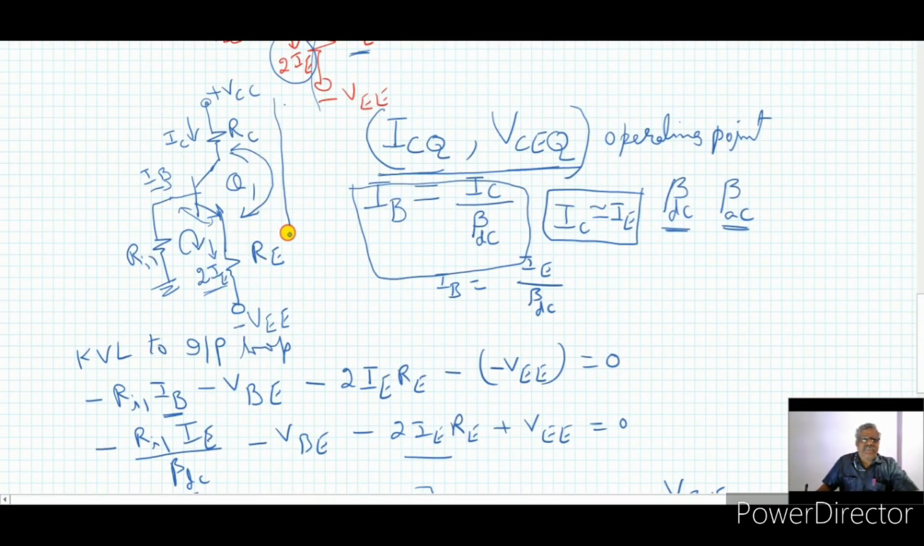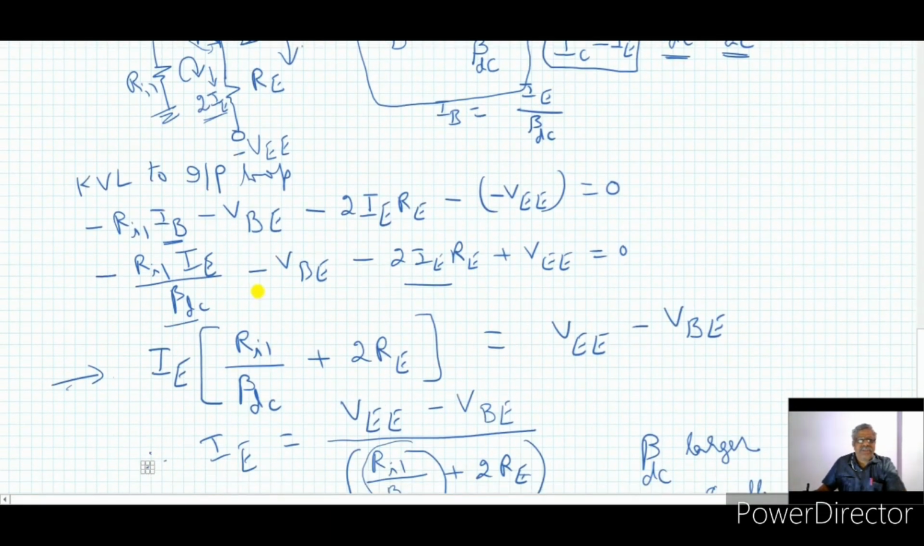So write KVL to this output loop from ground to VCC: plus VCC, drop across this minus ICRC, drop from collector to emitter minus VCE, and then drop from this emitter to this terminal across the emitter resistor minus 2IERE, and from minus VEE to ground again minus of minus VEE. So if you write the loop equation for the output loop, we get an equation like this.